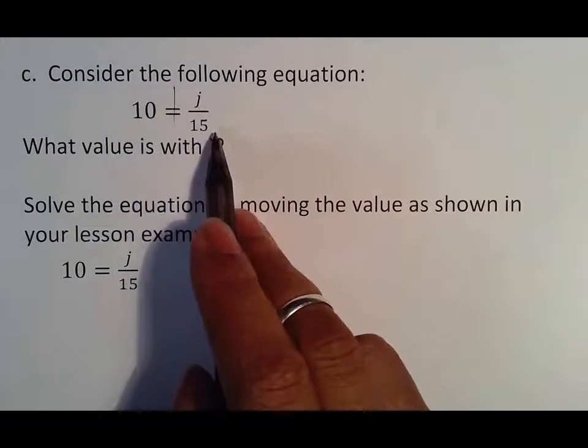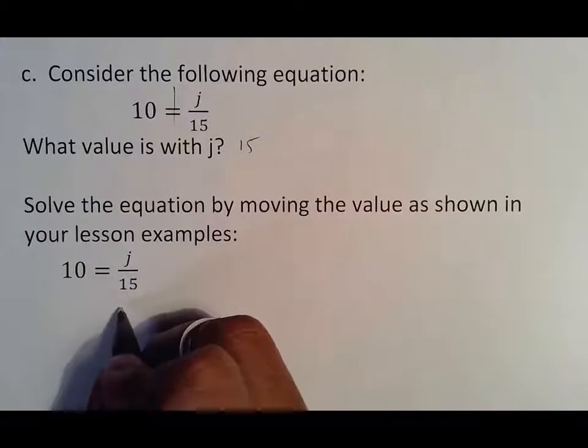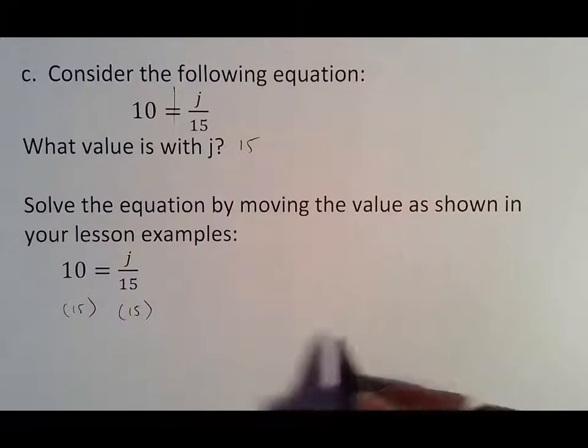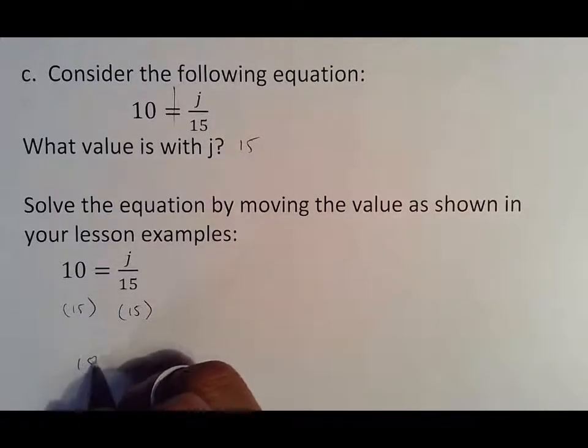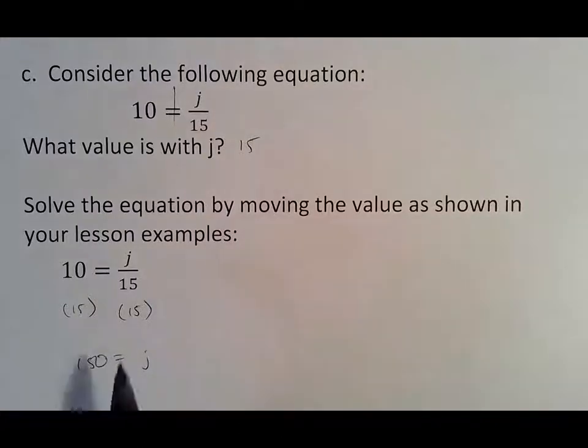10 equals j over 15. The value with j, of course, is 15. So how do I move this 15 if it's being divided? I multiply by 15. 10 times 15 is 150. 15s go away, leaving me with just j. Box 1, box 2, box 3, and box 4 all right there.